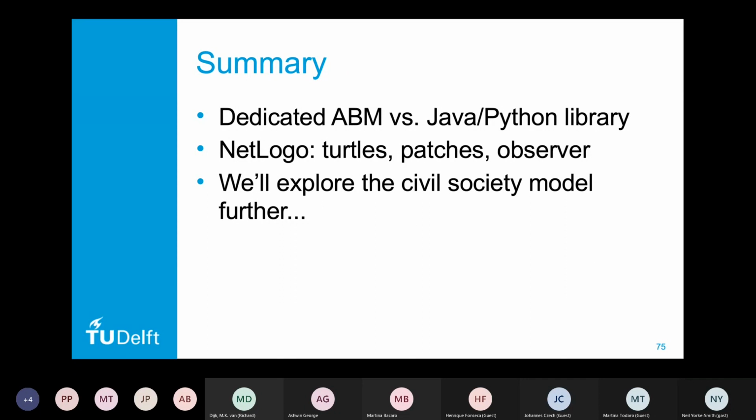So I want to start wrapping up this tutorial. In this part, I briefly discussed a dedicated agent-based platform versus using a library or even just using raw code. We played with NetLogo with its ideas of patches and observer for agents and environments, and what we'll do in a minute is explore a little bit more on that civil society rebellion model. Other questions after you've played with NetLogo here? If you have lots of questions about NetLogo itself, I'm happy to take them, though of course we could always do that later offline.